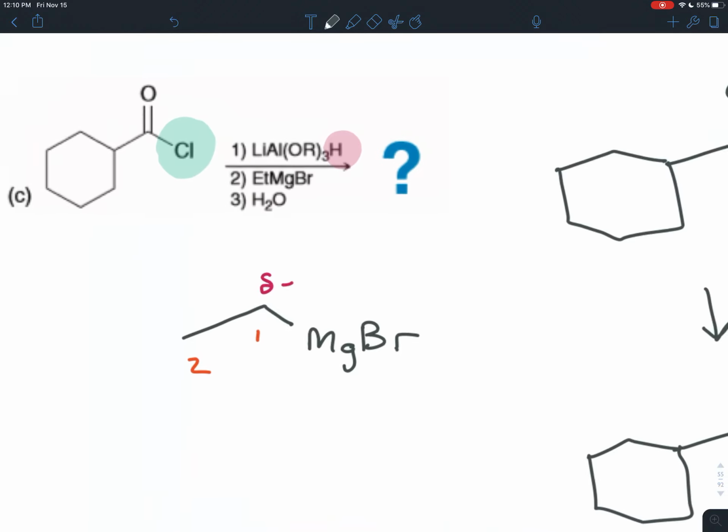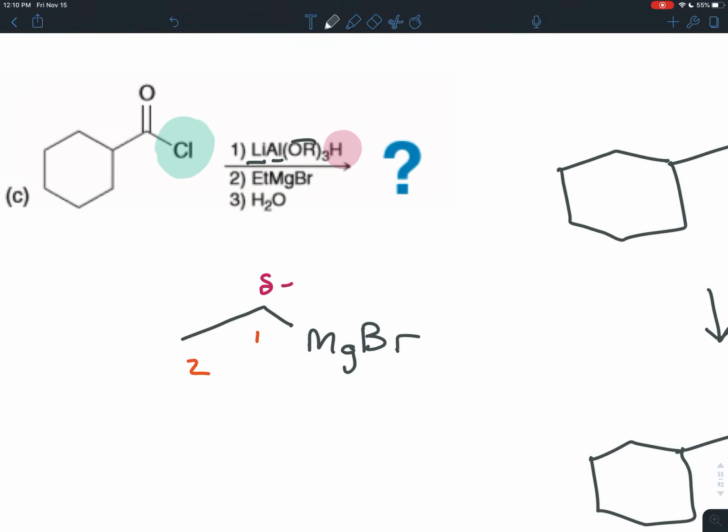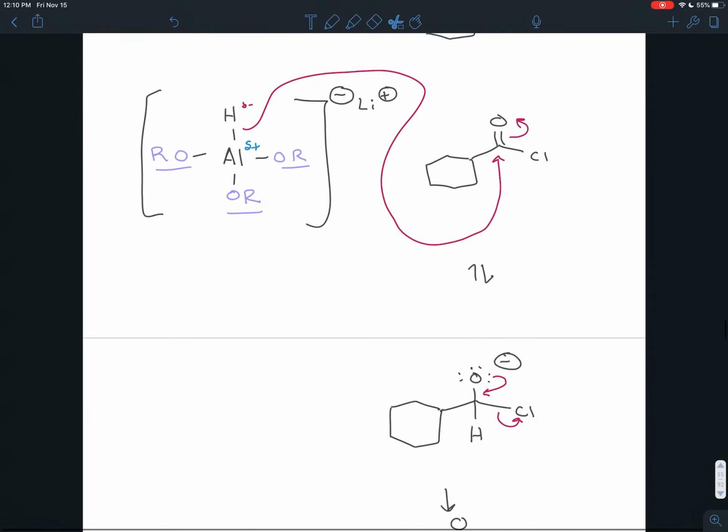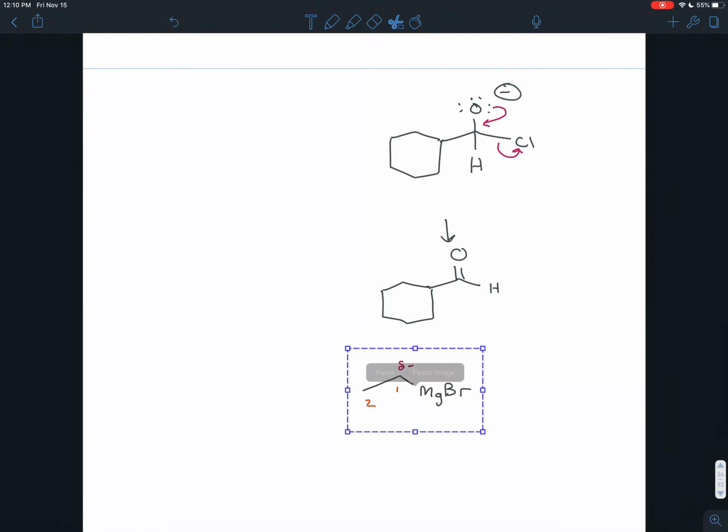And notice how it's written here. Lithium, aluminum, the OR in parentheses with a 3 outside, and then the hydrogen. The second step, we added ethyl magnesium bromide. Now the Et stands for CH2CH3, so we've drawn that here. If we take this aldehyde and react it with this ethyl magnesium bromide, this is really almost an ionic bond.